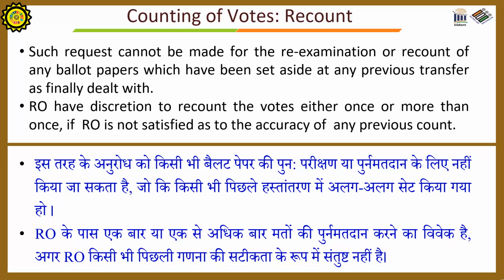Such a request cannot be made for the re-examination or recount of any ballot papers which have been set aside at any previous transfer as finally dealt with. The returning officer has discretion to recount the votes either once or more than once if the returning officer is not satisfied as to the accuracy of any previous count.